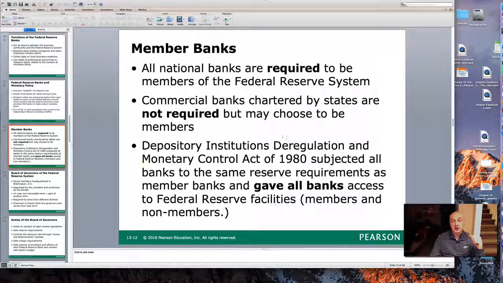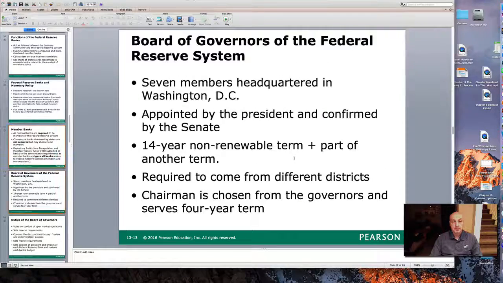Basically, the state banks didn't want to be a member in the beginning because the reserves that they had to hold didn't receive any interest. And as interest rates went up, that became more and more valuable to them. But now, pretty much through this regulation of 1980, all state and federal banks belong to the Federal Reserve System.